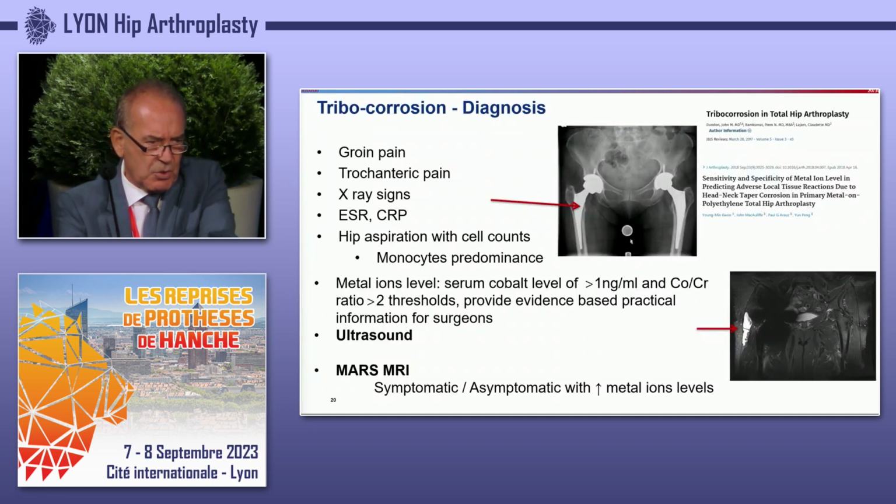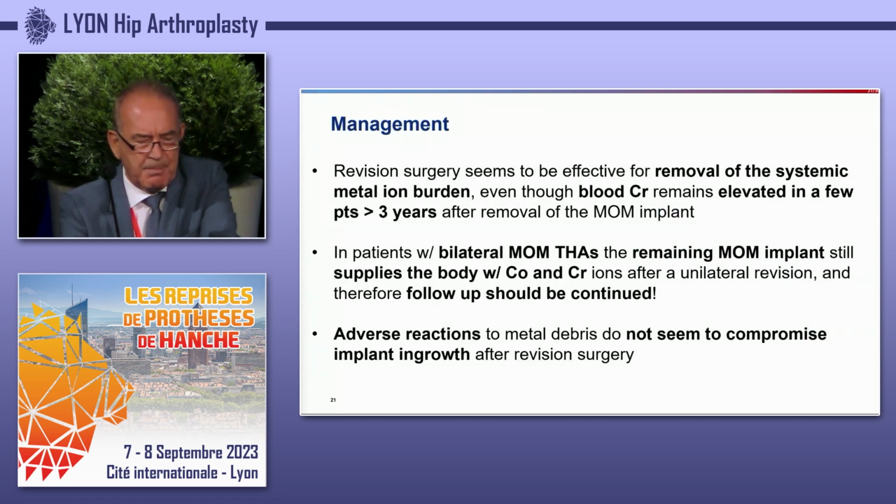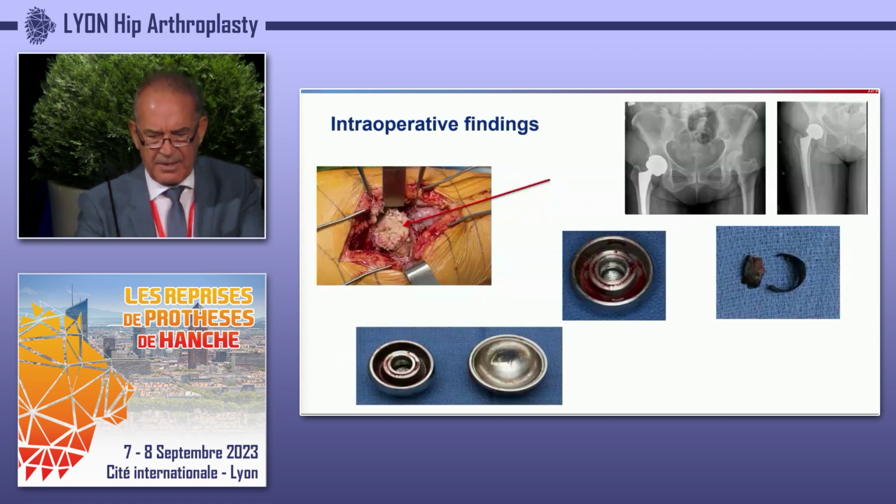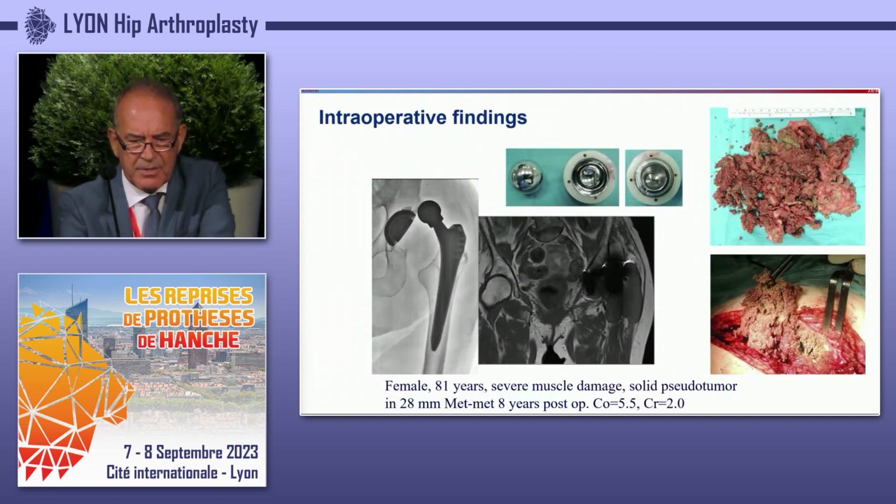What's the diagnosis? You heard a lot about the diagnosis. Ultrasound and MRI can be very helpful in order to determine the pseudotumors. The management is revision surgery, but if we have bilateral metal-on-metal implants, we can have increased ions still. After revision surgery, you can still have increased metal ions, especially on the other side. So some of the clinical findings you see.